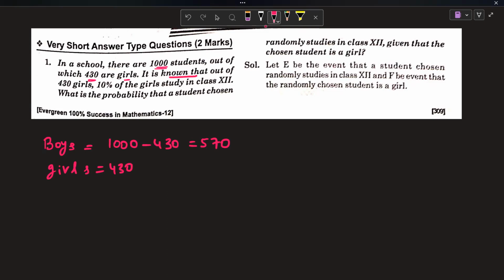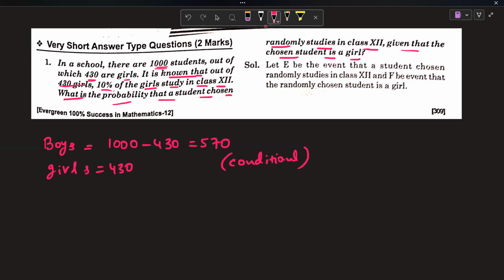It is known that, underline this word, known that. It is a conditional question. Out of 430 girls, 10% of the girls study in class 12. So what is the probability that a student chosen randomly studies in class 12, given that the chosen student is a girl child?